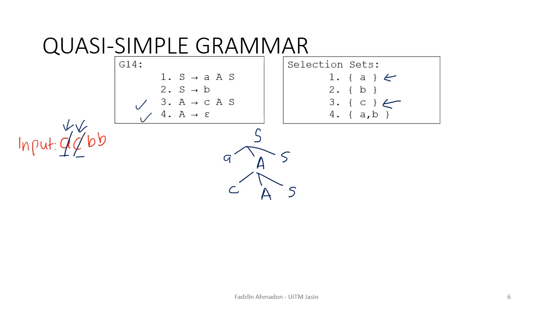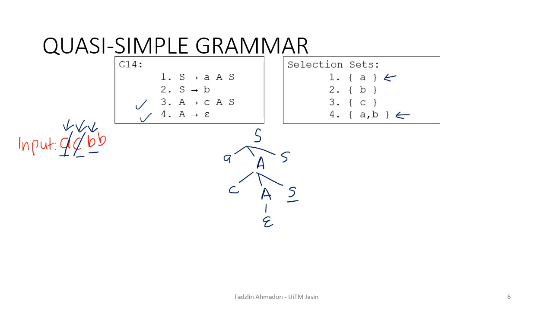Now I want to move to B, and I need to draw B under A. Again, there are two rules derived from non-terminal A, rule 3 and rule 4. And the rule that has B in its selection set is actually rule number 4. So I will be applying rule 4 here, epsilon. If you look at the tree, we still haven't written B yet. So we still need to write B, but now we are moving up to this S. We are still trying to write B.